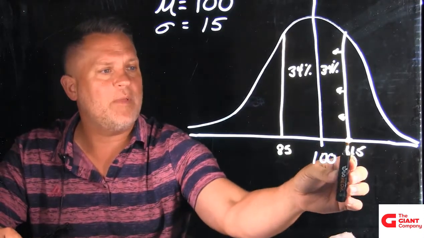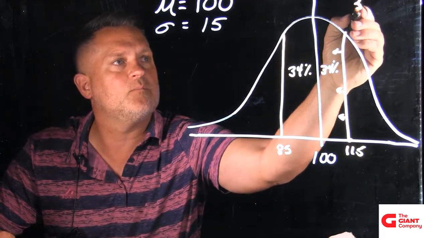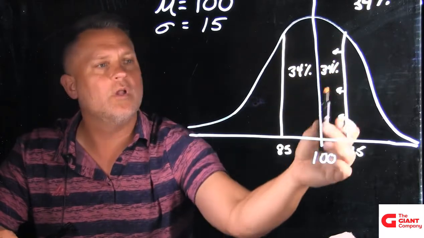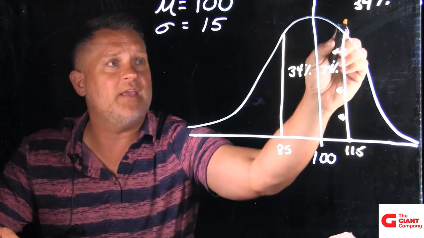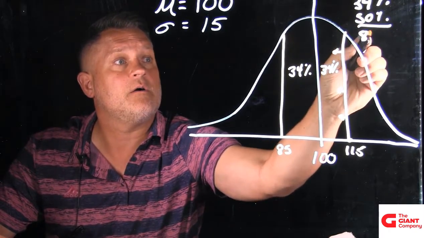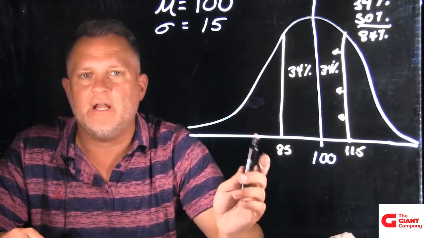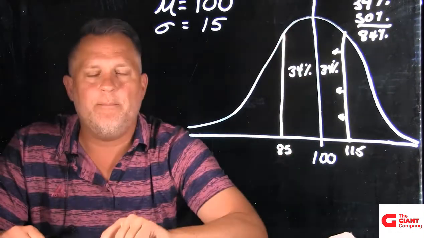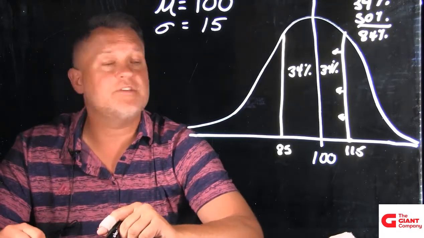Well, okay, we know from here to the midpoint is 34%, right? We know that because we did that with the empirical rule. We also know from the midpoint all the way back to the end of the curve this way is 50%, or half of the curve. So I know that if I scored a 115 on the IQ test, I scored better than 84% of the people who took that test. Okay, very good, right? Excellent.